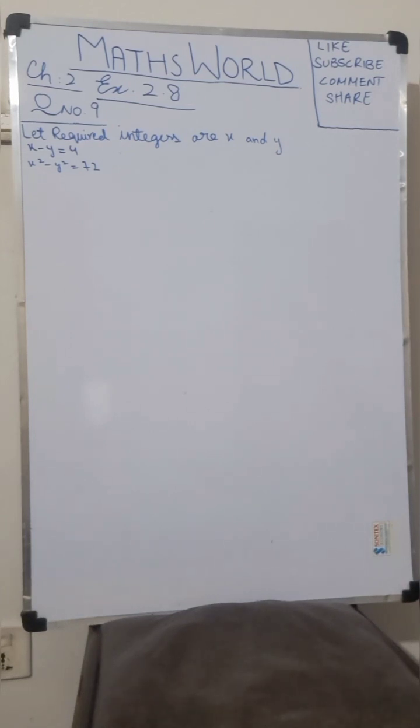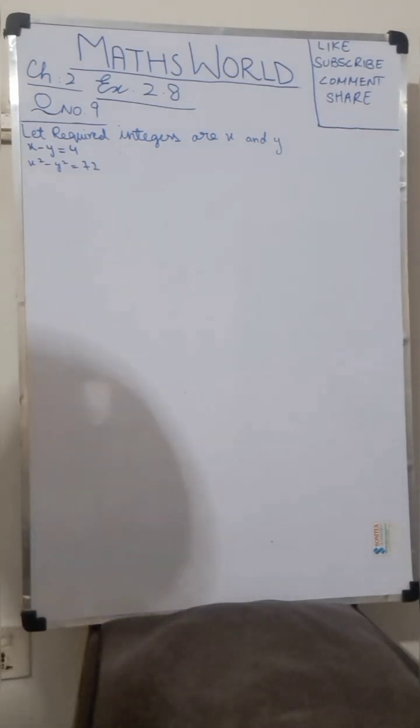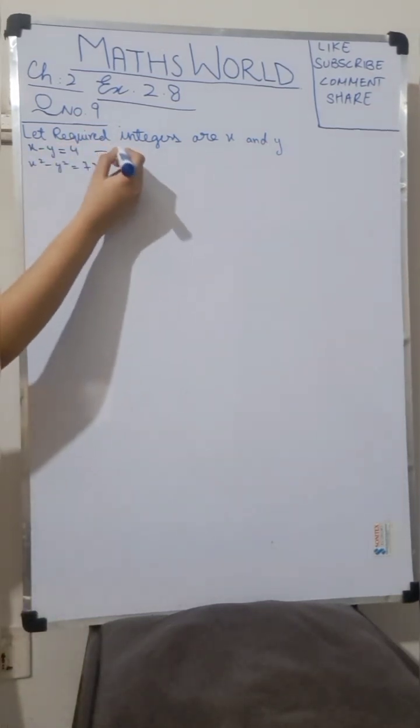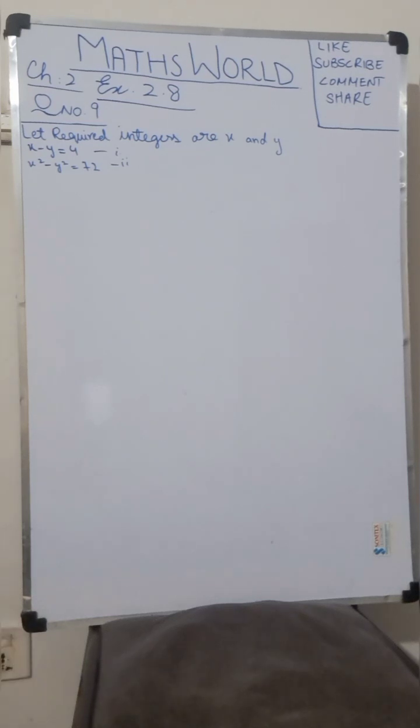Today this video will talk about chapter number 2, exercise 2.8, question number 9. The statement is: find the two integers whose difference is 4 and whose squares differ by 72. Accordingly, the required integers are x and y, and x minus y is equal to 4 and x square minus y square is equal to 72. Let them be equation 1 and equation number 2.